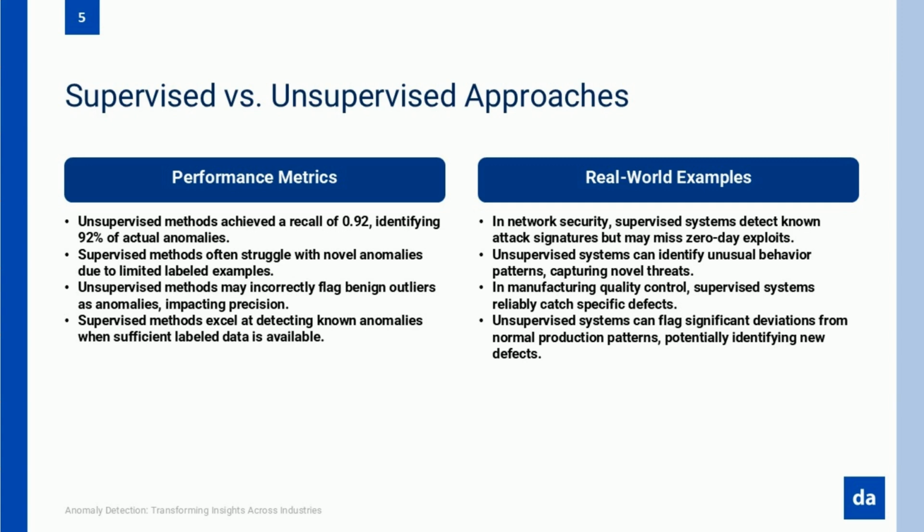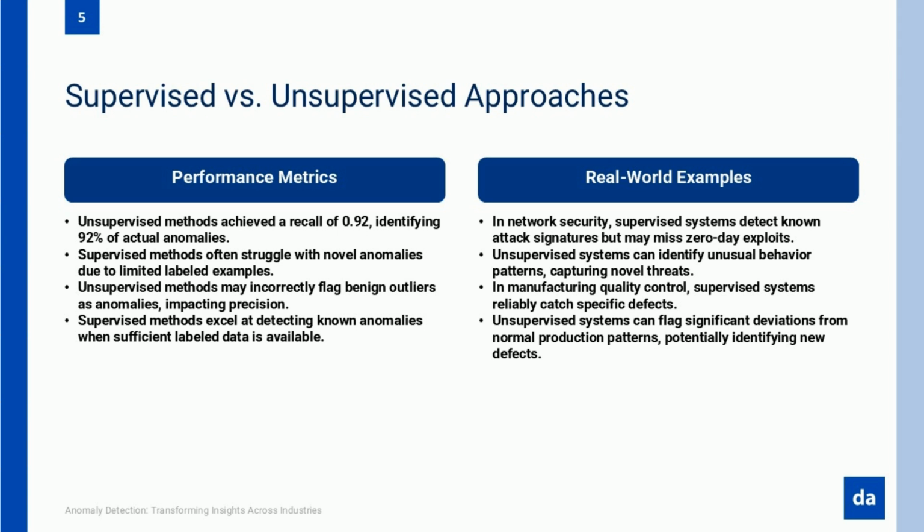When labeled data is scarce, or when detecting novel, previously unseen anomalies is critical, unsupervised approaches provide the flexibility to identify deviations without requiring examples of every possible anomaly type. This is particularly valuable in environments where new threats or failure modes emerge regularly. When you have abundant examples of normal behavior but limited examples of anomalies, semi-supervised approaches offer an effective middle ground, learning primarily from normal data while using the limited anomaly examples to fine-tune decision boundaries.